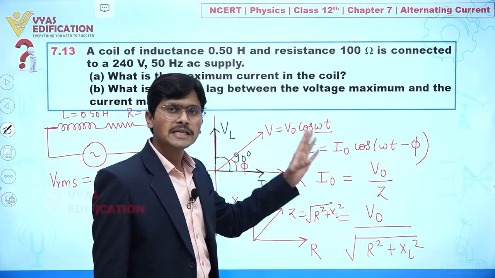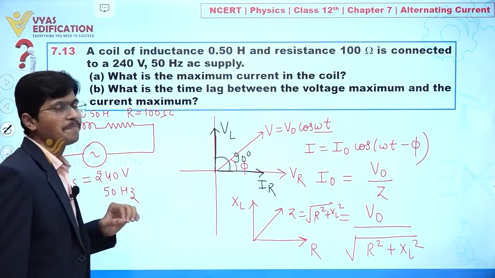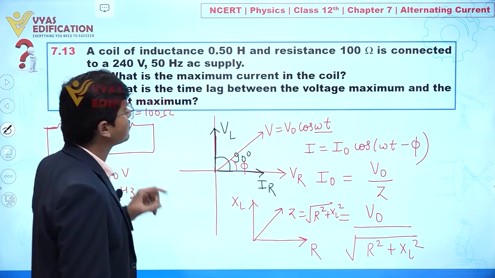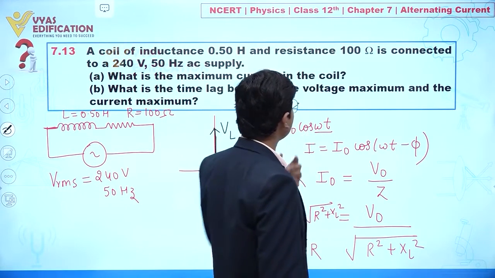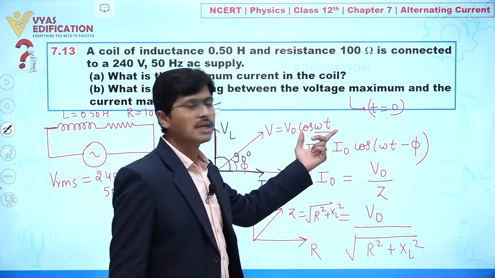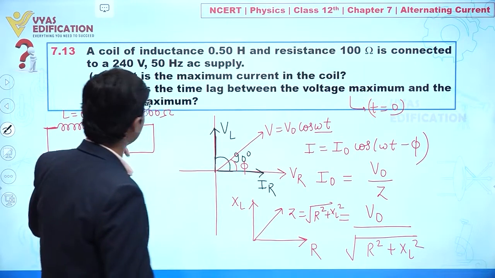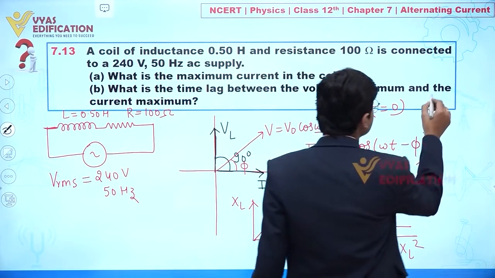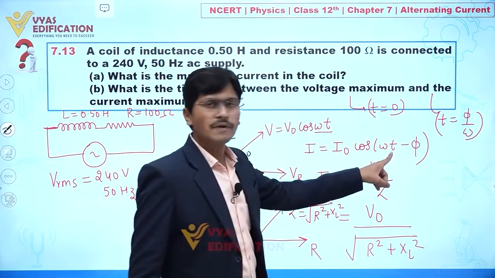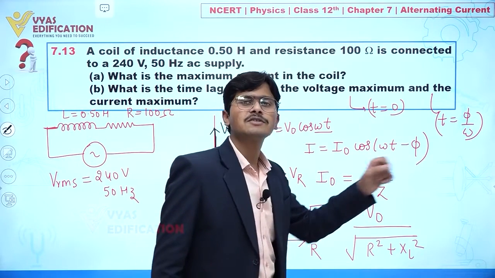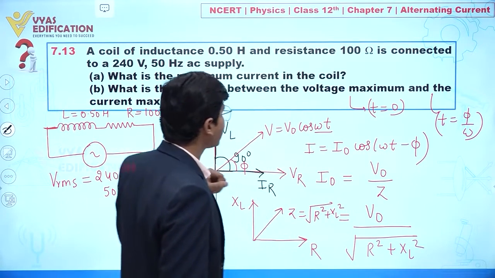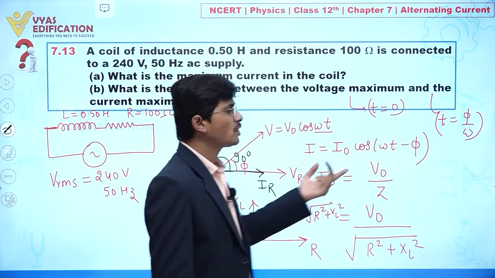Now if I talk about part B, in this question it is given: what is the time lag between maximum voltage and maximum current? So what is the meaning of time lag? Time lag means we find maximum voltage at time t equal to 0. If you put 0 here, V equals V naught, and you will find current maximum when you place t equal to phi by omega. Listen carefully. If you place phi by omega, phi minus phi is equal to 0. So whenever we have phi by omega, current is maximum, because cos 0 equals 1.